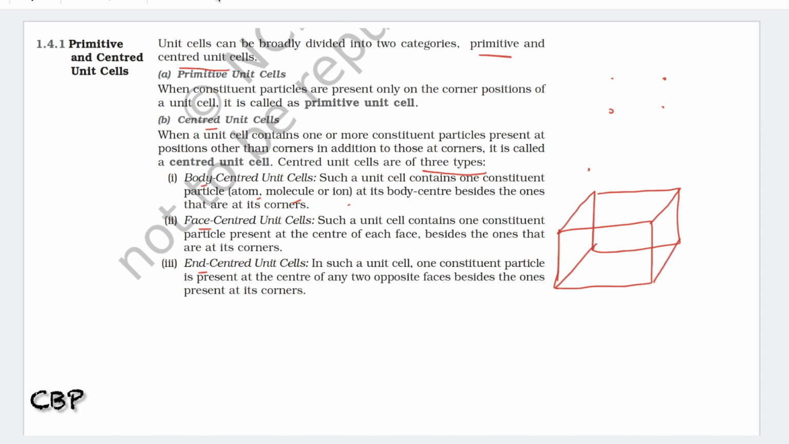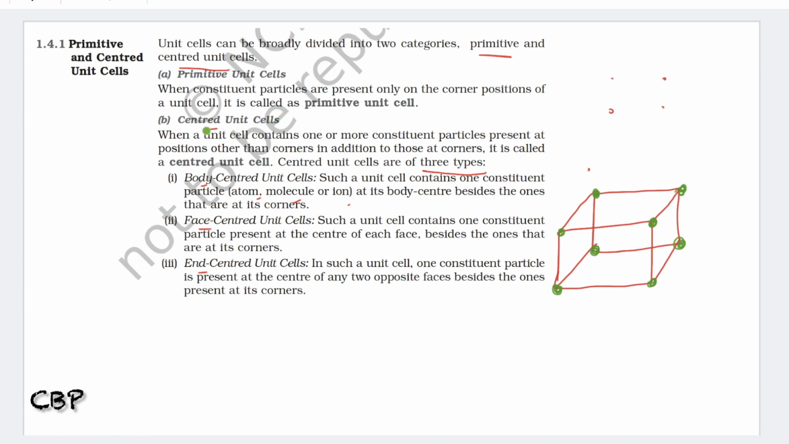Okay, and in this we are saying, when the constituent particles, or we can say when the constituent atoms, are present only on the corners of the unit cell, then we can call it a primitive unit cell. These are the corners of a unit cell, that's why we call it a primitive unit cell.